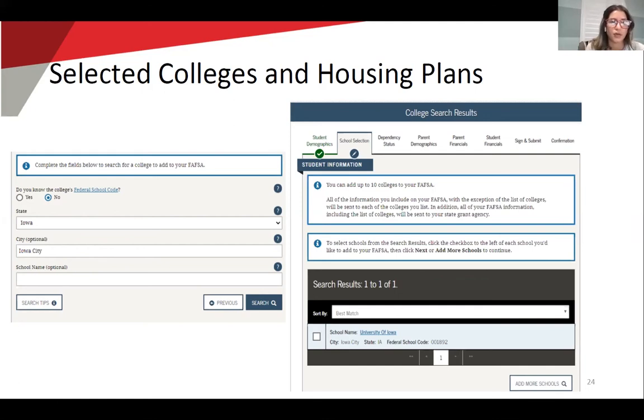This is where you're going to be looking for the college of your choice, or colleges in the case that you're including other schools other than CSUN. You can start by searching your school by state, city, or simply the school name. You can also, again, include other schools, up to 10 schools. All of the information that you include on your FAFSA will be sent to all the schools. So even if it's not just CSUN, they will essentially receive the same information, with the exception of the schools that you've included.